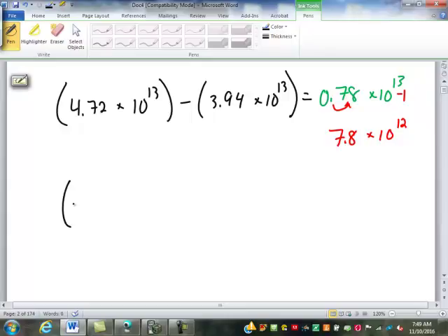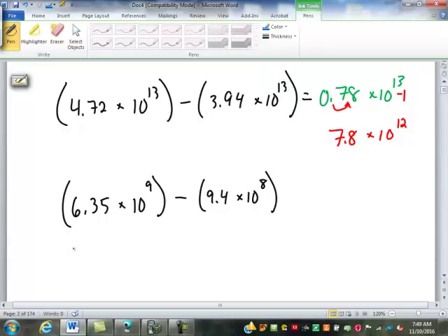We can run into numbers that don't have the same power of 10, like 6.35 times 10 to the 9th minus 9.4 times 10 to the 8th. And just like before, we have to adjust. And we will go to the larger power. So 6.35 times 10 to the 9th, let's stay there. This is going to stay times 10 to the 9th.